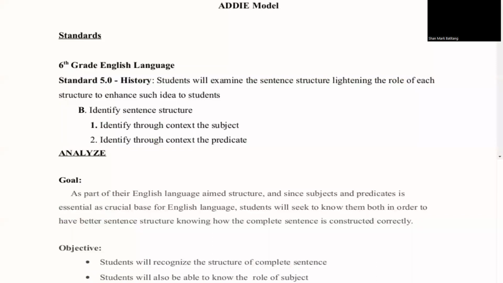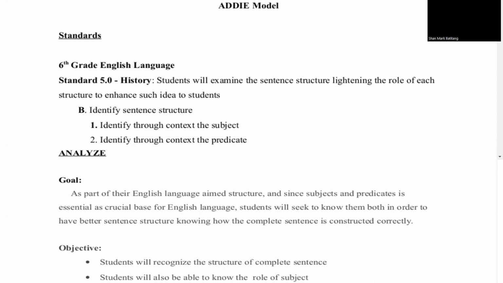So we have here an example of the ADDIE model lesson plan. Okay, standards, 6th grade English language. Students will examine the sentence structure, highlighting the role of each structure to enhance such idea to students. Identify sentence structure. 1, identify through context the subject. Number 2, identify through context the predicate.